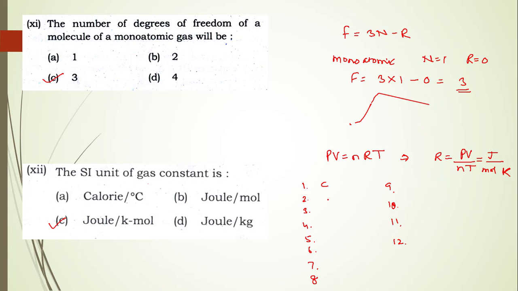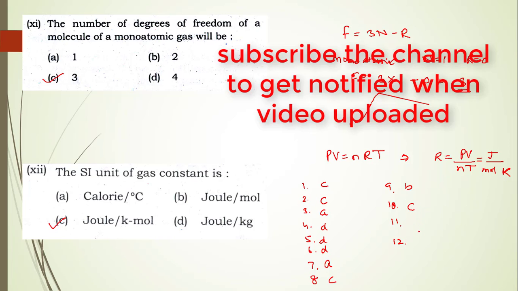So if we write here C, C, for the 3rd part it was A, for the 4th part it was D, for the 5th part it was D, for the 6th it was again D, for the 7th it was A, for the 8th it was C, for the 9th it was B, for the 10th it was C, for the 11th part of the first question it was C, and you can see here for the 12th part it was C. So this was the first question.